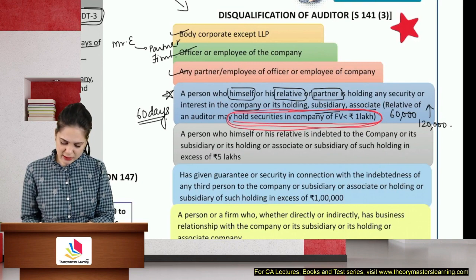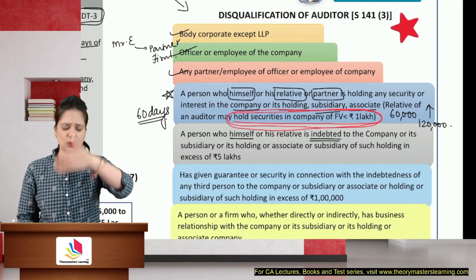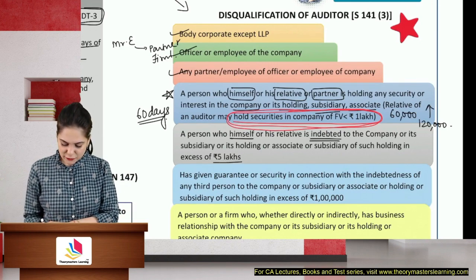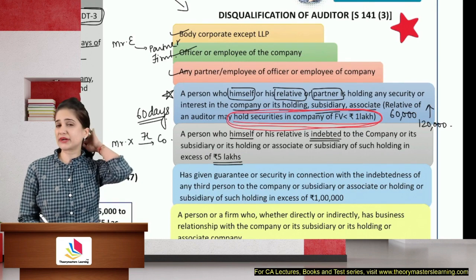A person who himself or his relative is indebted to the company or subsidiary or associate, or subsidiary of the holding, in excess of rupees 5 lakh. So let's say that Mr. X owes 7 lakh rupees to the company. He cannot be appointed as the auditor of the company.